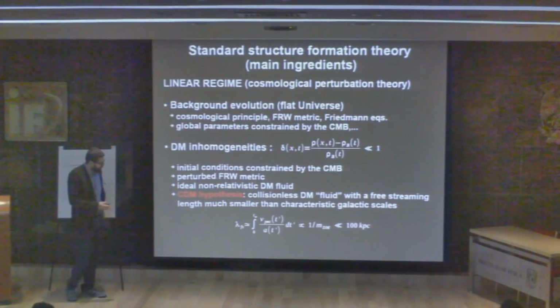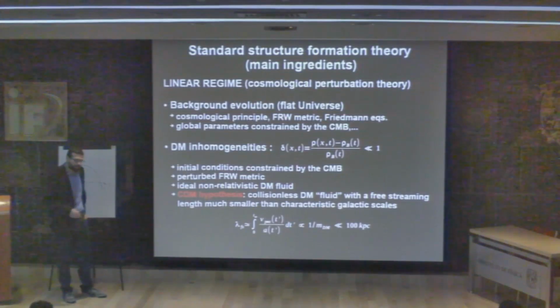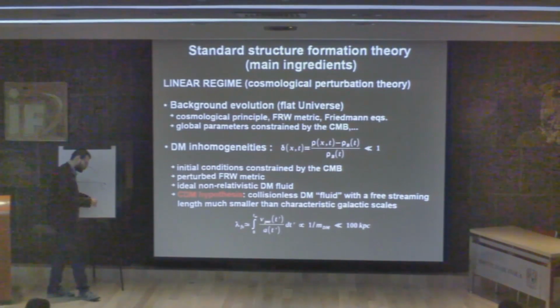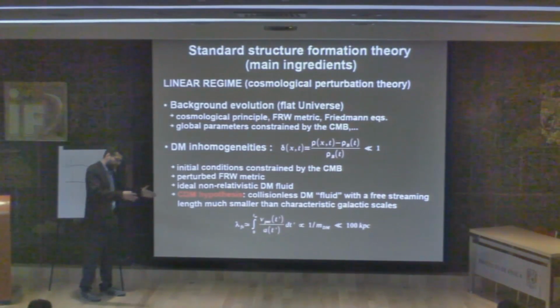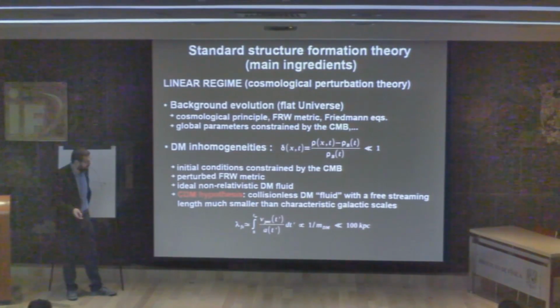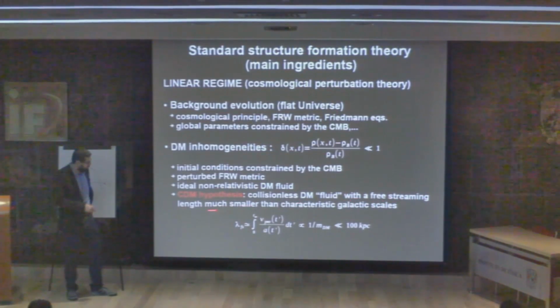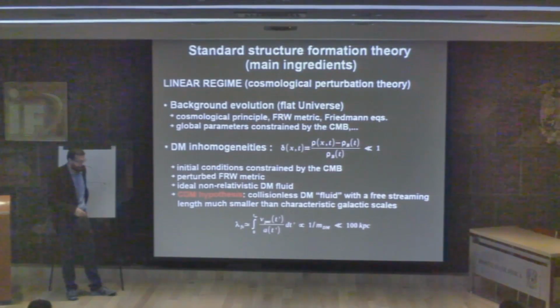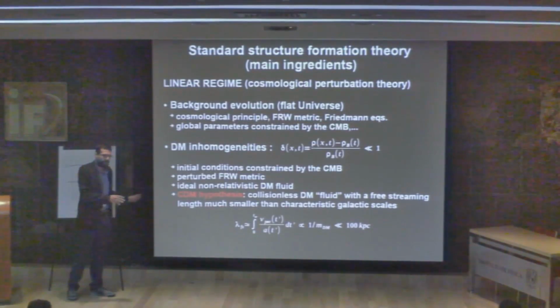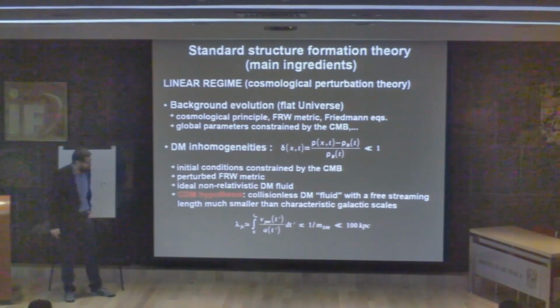All of you have heard about this, but it essentially means that this dark matter fluid, once you produce it in the early universe, freezes out, and after that essentially behaves as a collisionless fluid that has this property, which I will explain in a second, a free streaming length which is much smaller than the characteristic galactic scale. So this is my way of defining what the cold dark matter hypothesis means.